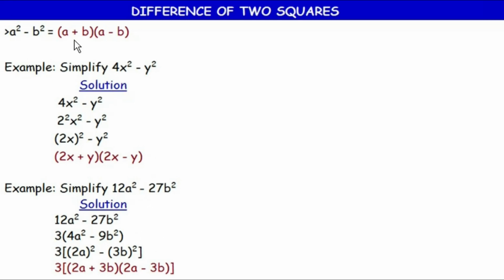Right. So just have this formula in mind. The difference of two squares, the result is what? The sum of the individual numbers multiplying the difference of the individual numbers. I believe it's simple, right?